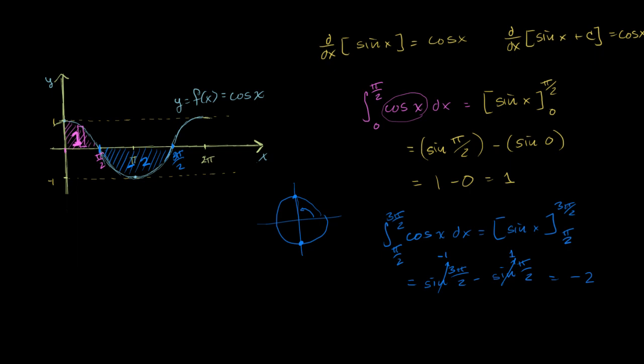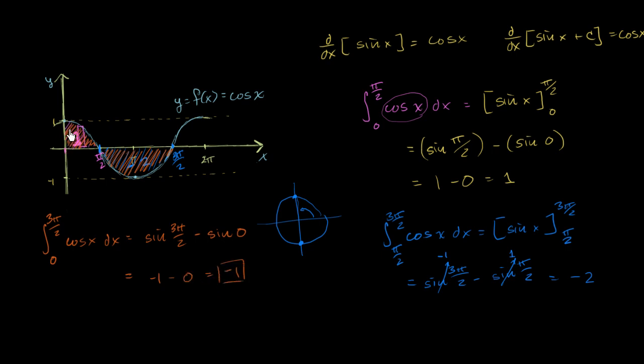Now let's do one more interesting one. Let's find the definite integral from 0 to 3 pi over 2 of cosine of x dx. Now, this is just denoting this entire area going from 0 all the way to 3 pi over 2. And what do you think is going to happen? Well, let's evaluate it. It's going to be sine of 3 pi over 2 minus sine of 0, which is equal to -1 minus 0, which is equal to -1.